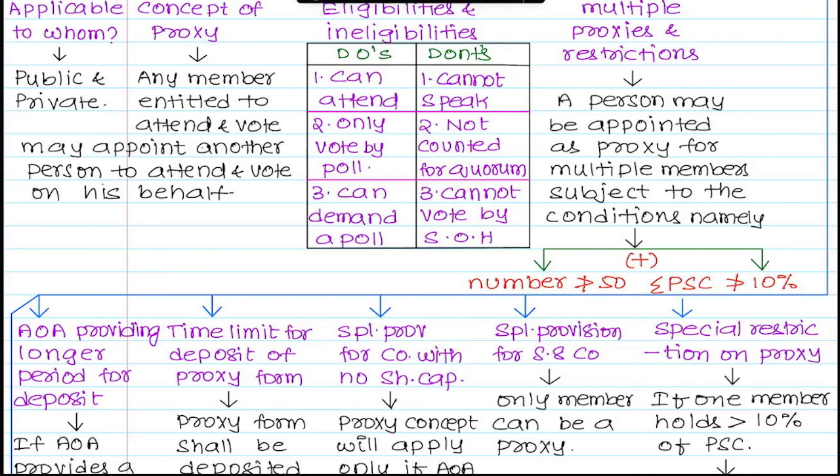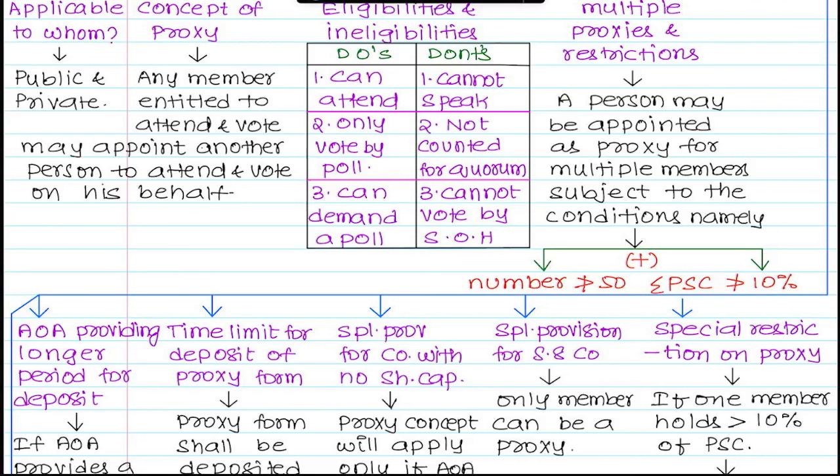Two conditions are there. Everyone tell me, what is the section? What is the topic? Multiple proxies. Can a proxy represent multiple members? Yes, he can represent, but two conditions are there. Condition one: the number of members you are representing should not be more than 50. Condition two: they should not hold in aggregate more than 10% of the paid up share capital. If these two conditions are satisfied, you can represent up to 50 members.